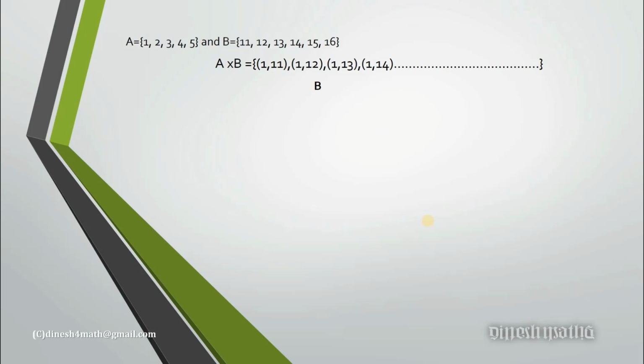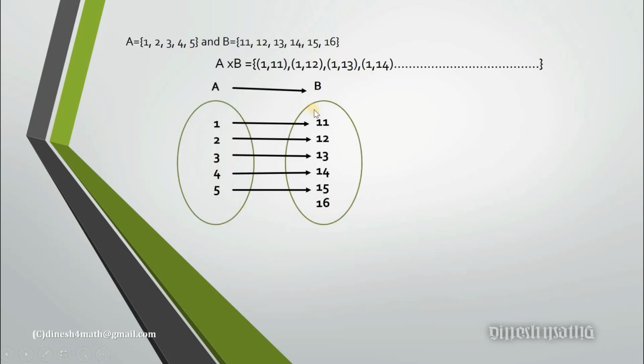What we learned in the 11th standard, I'm quickly starting from the fundamentals. If you know these two sets A and B, the term Cartesian product, or A cross B, is a set of all ordered pairs from the elements of the first set to the second set. So (1, 11), (1, 12), (1, 13), etc. will be the elements of the Cartesian product A cross B. As there are 5 elements in set A and 6 elements in set B, there will be 30 elements in A cross B: the product of the number of elements in A and the number of elements in B.